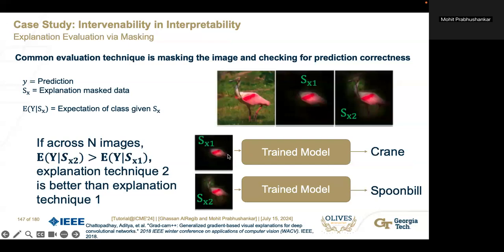So unfortunately, let's say in SX1 the prediction becomes a crane, while in SX2 it still remains a spoonbill, which implies in this case that SX2 is a better mask compared to SX1. And this is an objective way of saying whether explanation 1 is good or explanation 2 is good. So you take expectation across n images, and if your second explanation method gives you a higher expectation, that implies that explanation 2 is generally better than explanation 1.